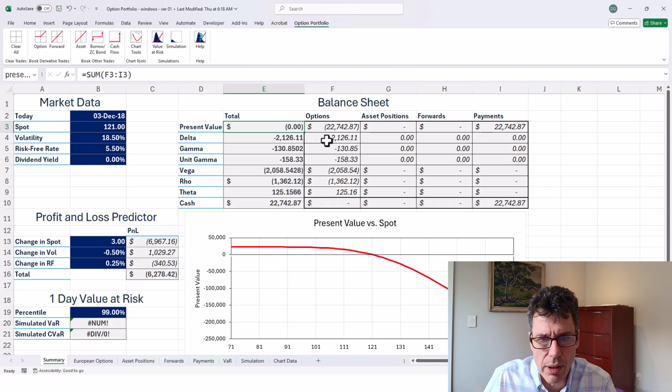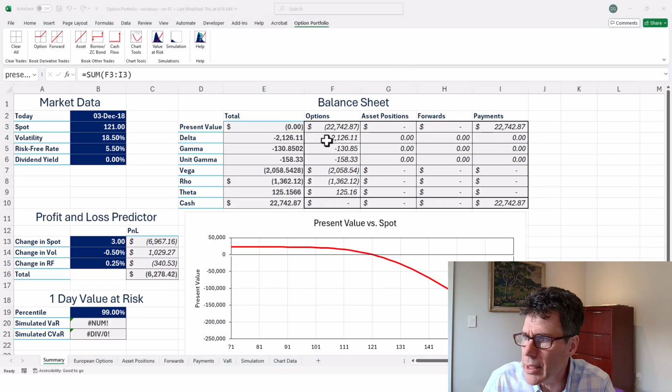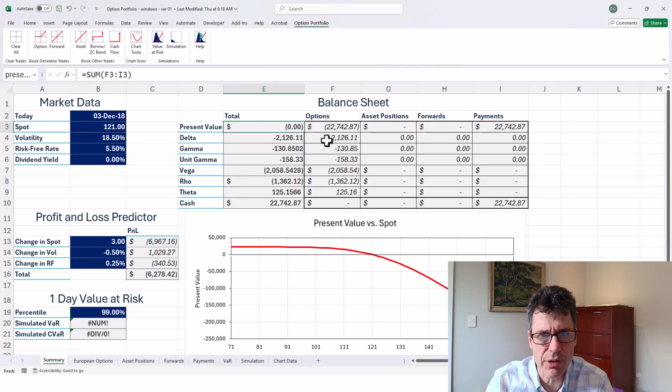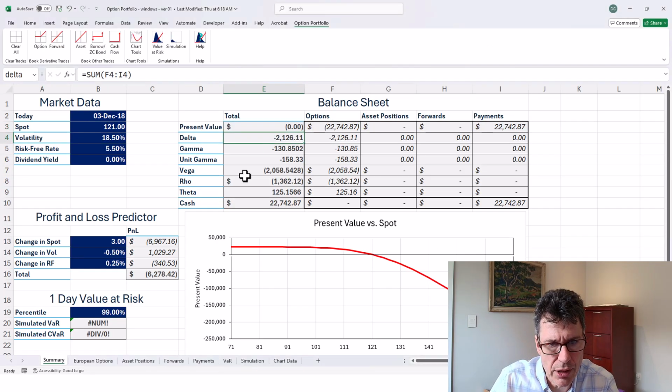Okay, so let's go back to the problem for a second. To hedge our position, how many shares do we buy or sell? We're going to assume that we can only trade a whole number of shares. We can see our delta here, 2,126.11. To hedge, we're going to buy 2,126 shares.